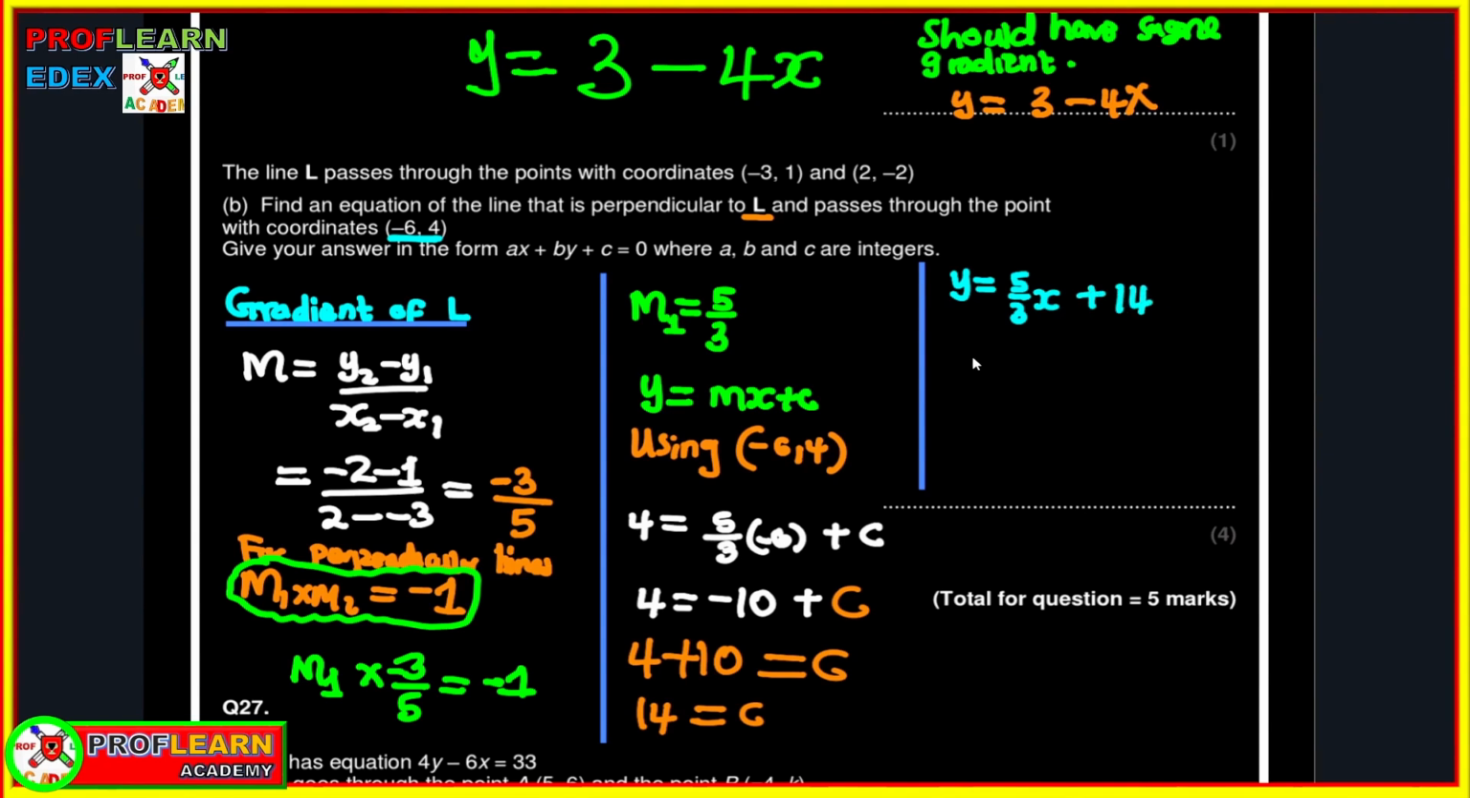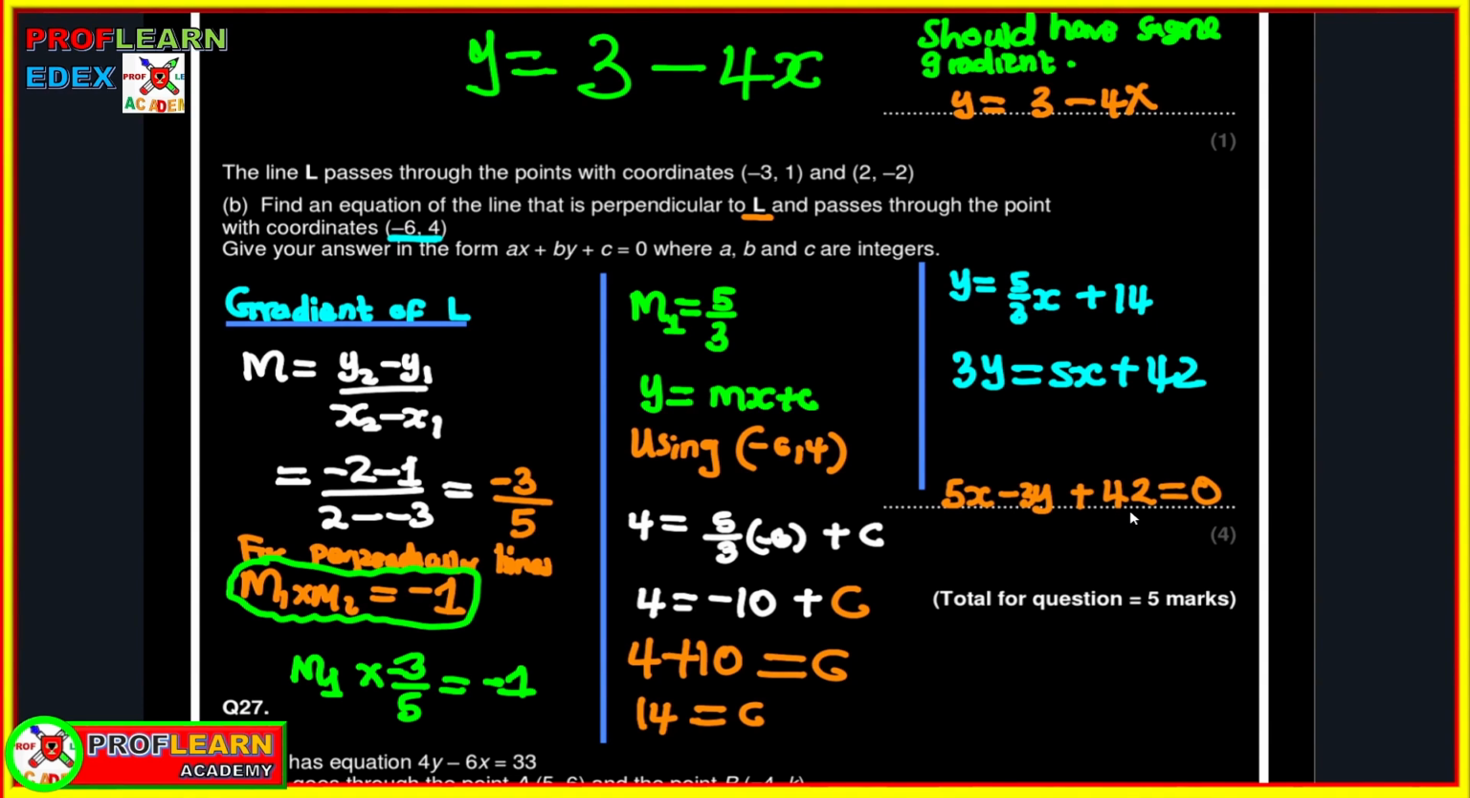But if you look at the question, it says give your answer in the form ax plus by plus c equals 0. So we're going to multiply all through by 3 so that we can rearrange this, and finally our equation becomes that, where a, b, and c are integers. In order to earn all the marks, make sure you are giving your answers in the form that is required.